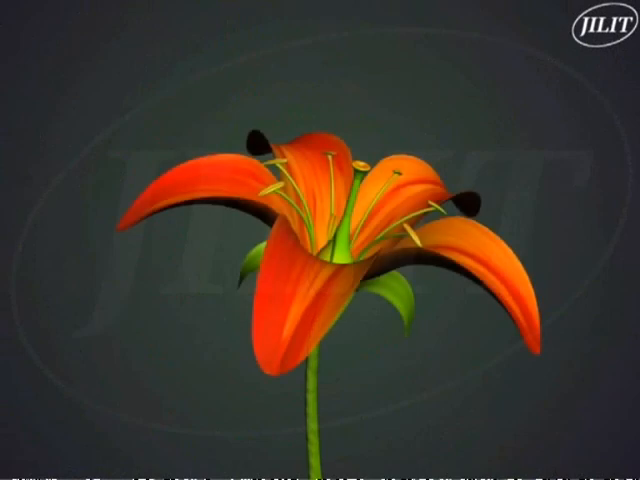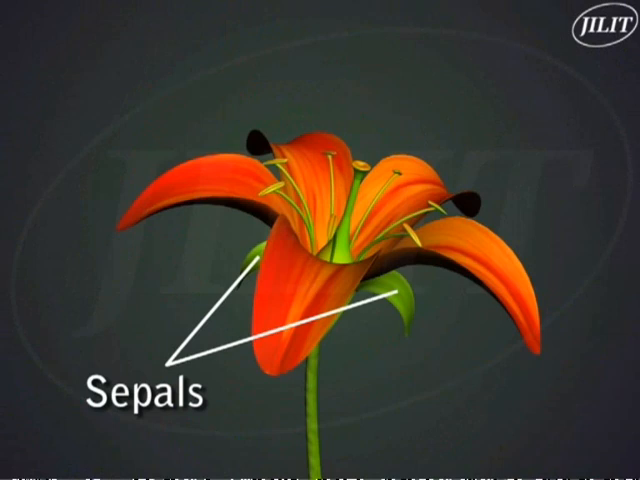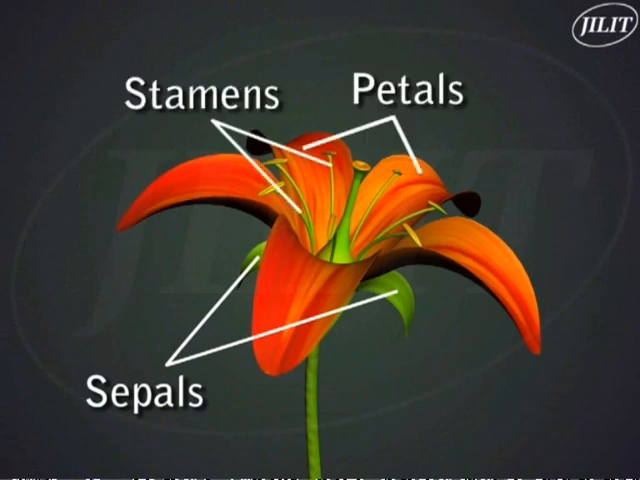So here we conclude that a flower consists of 4 main parts, that is, sepals, petals, stamens, and carpel.